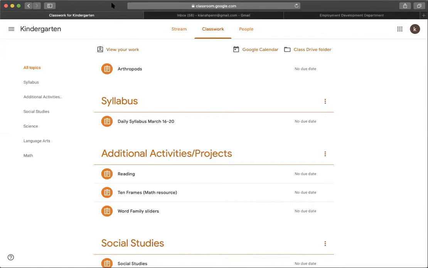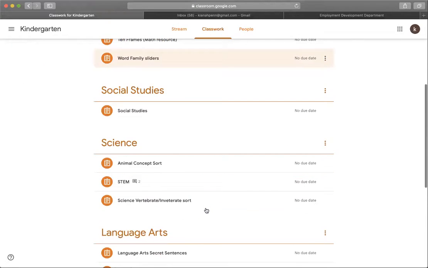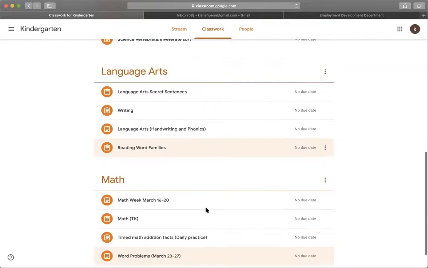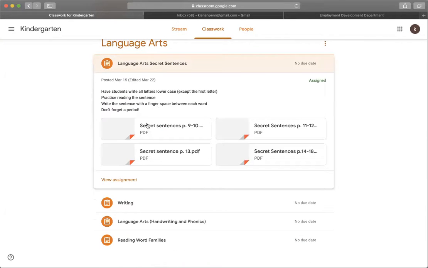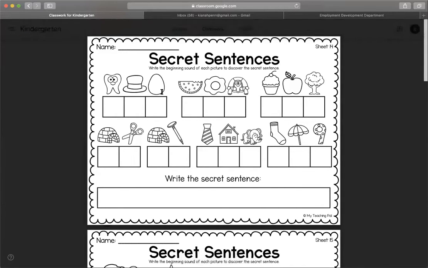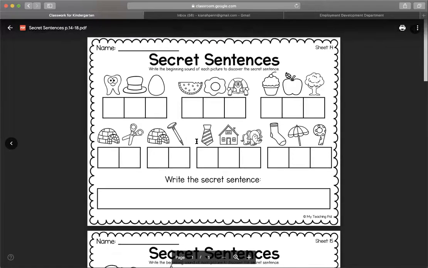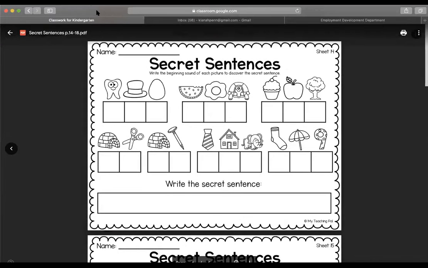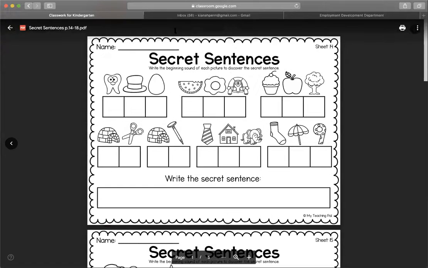And then those would probably be the only two worksheets that you guys would have to print out for tomorrow, and the secret sentence, which would be page 14. It would be the secret sentences, page 14 through 18, and it would just be the top page you'd print out. But I will definitely email you guys. I'll also put it on Google Classroom by the end of the day.